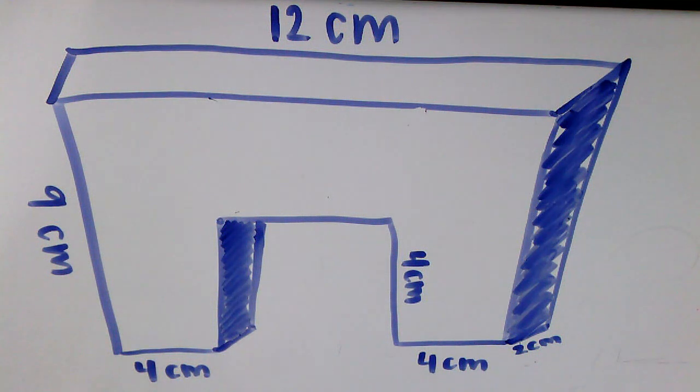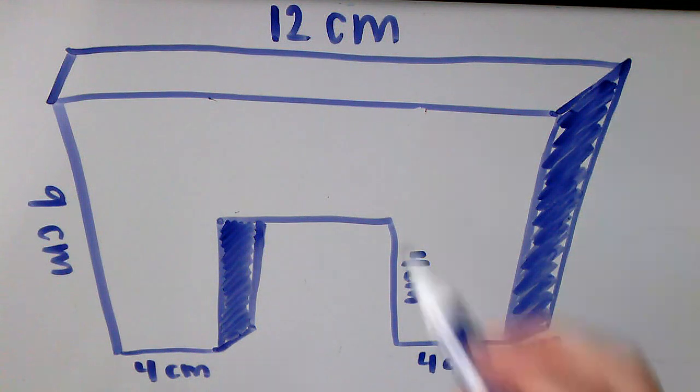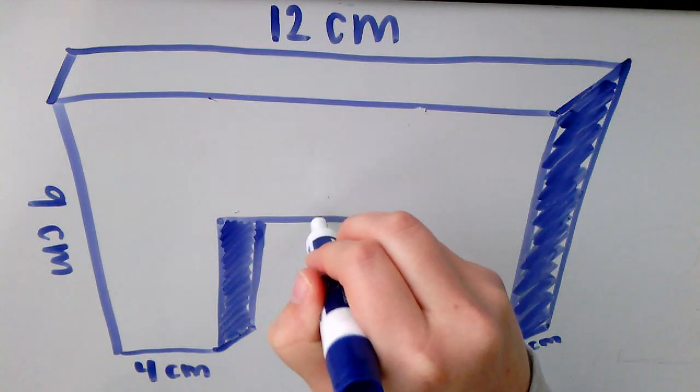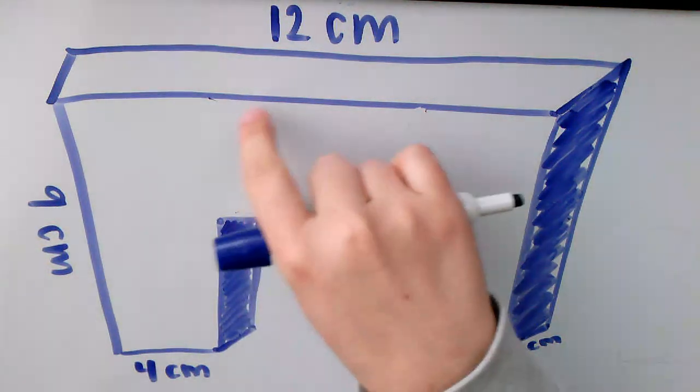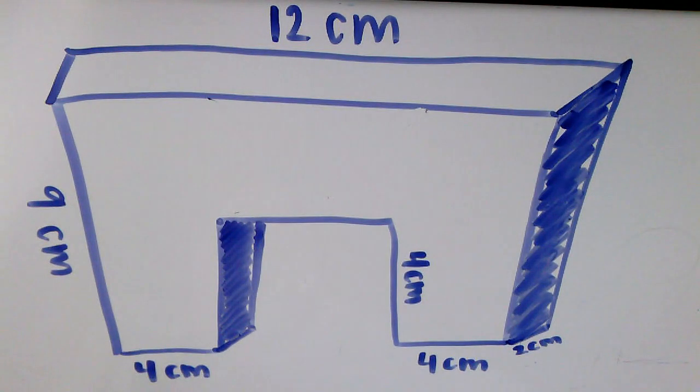So the first thing we need to do is split this shape into either 2s or 3s. So I'm looking at this shape, and if I split it in half, that's still not a regular shape because there will be a little left over. So I'm going to need to split it into 3 different shapes. I could do this 2 ways.